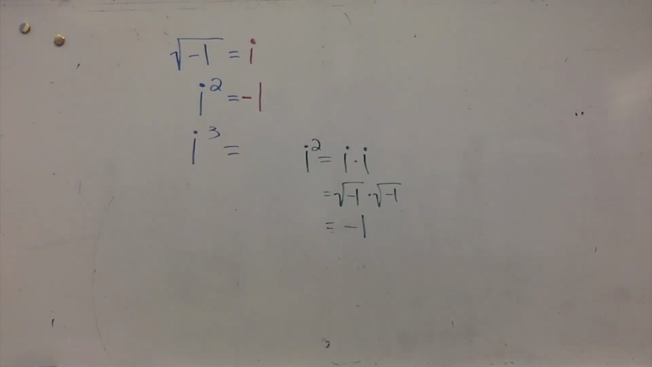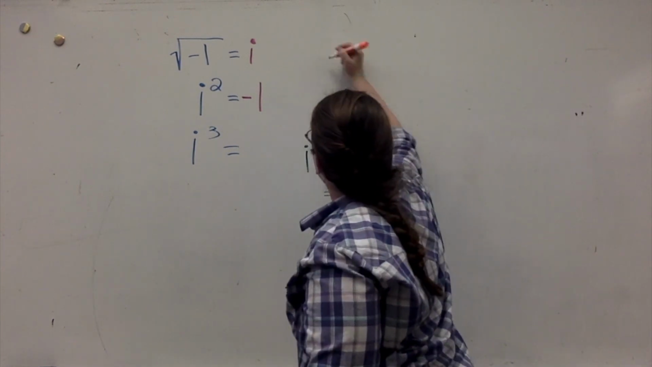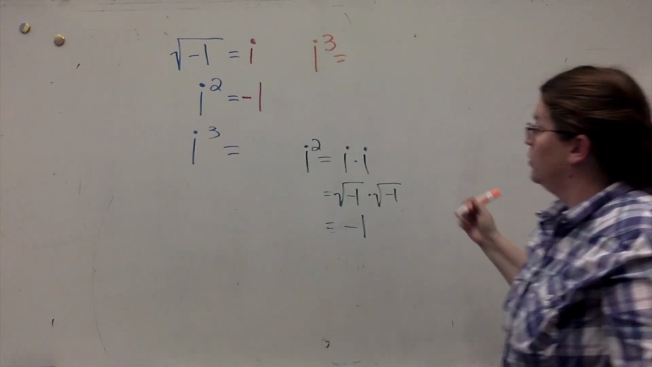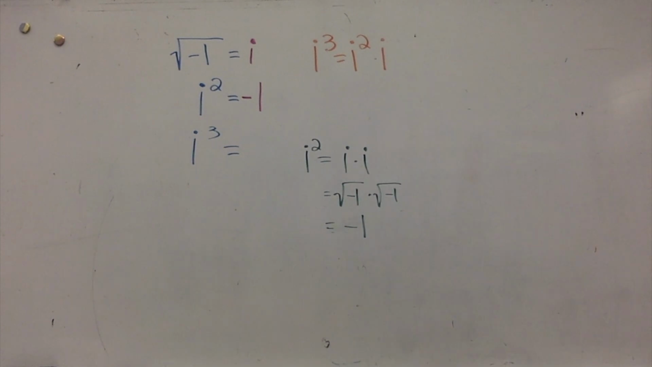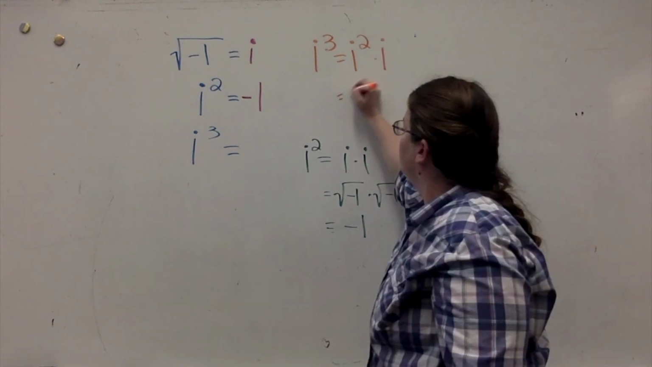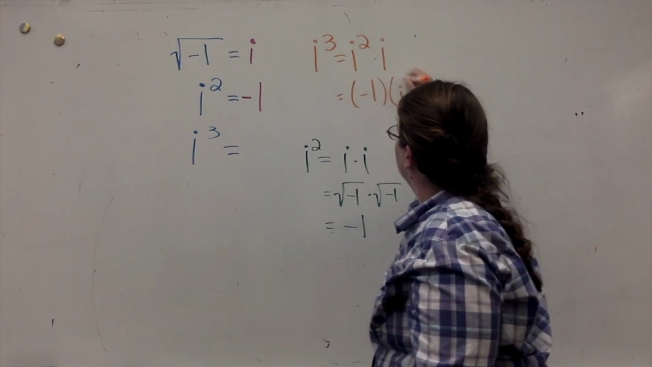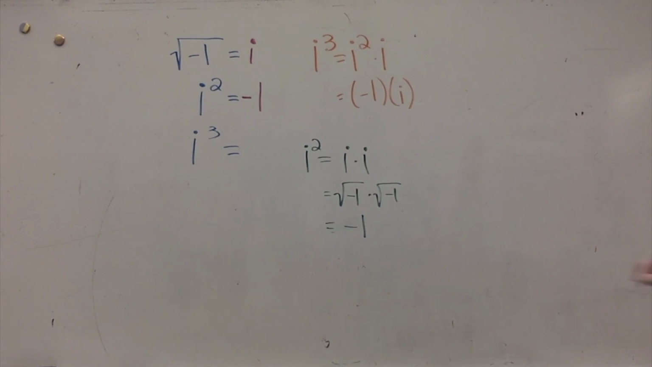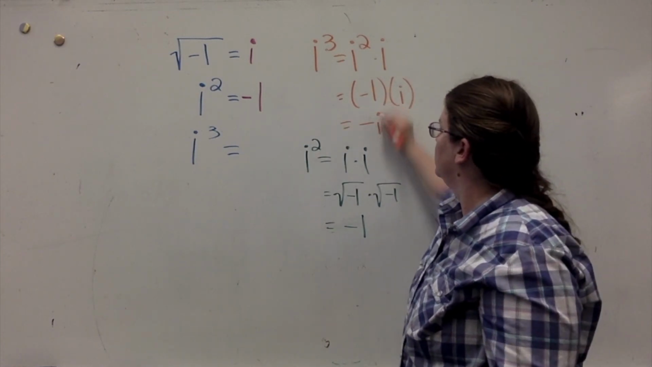i cubed can be written as i squared times i, because remember when the bases are the same and you multiply them, you add the exponents. For i squared, we substitute -1, so we get -1 times i, which we simplify to be -i.